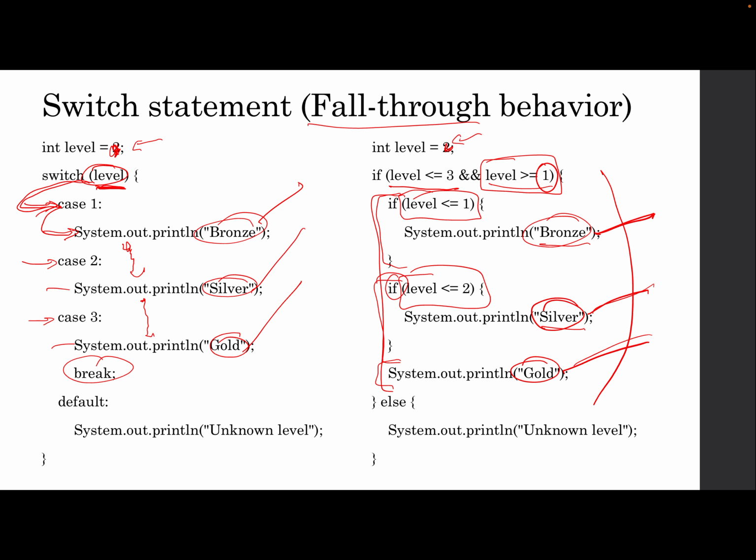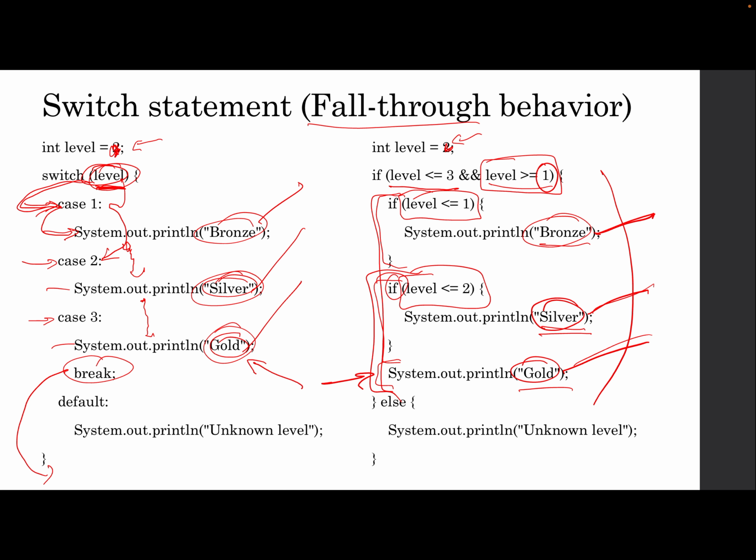If level equals 2, then on the right-hand side, you're going to get silver and gold. On the left-hand side, level isn't going to equal 1, but it does equal 2, so we print out silver and gold. It exits because we have a break, and then we're done. If level equals 3, then we're only going to print gold. So this behavior often surprises students, from what I notice, the first time that you see it.